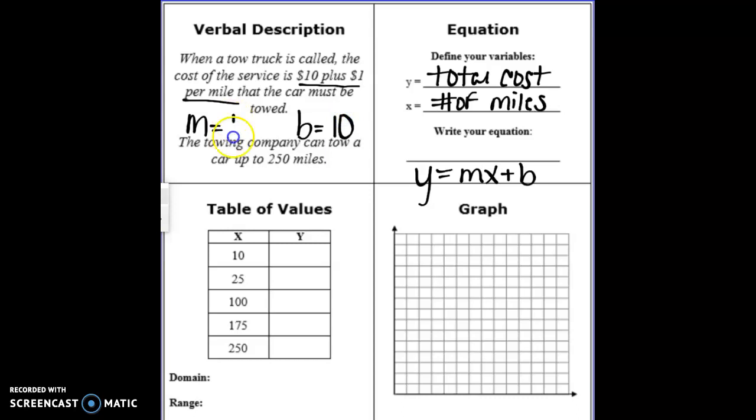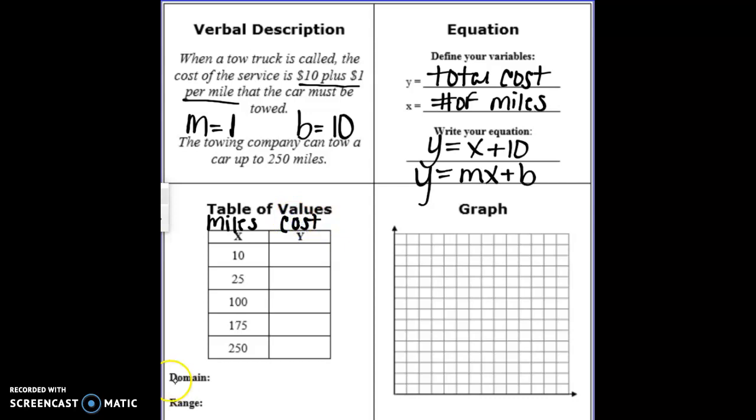And then it's $1 per mile. So 1 is my slope. So my equation would be y equals x plus 10. And that identifies the total cost. Now we're going to go over to my table of values. So we know x is miles and y is the cost.